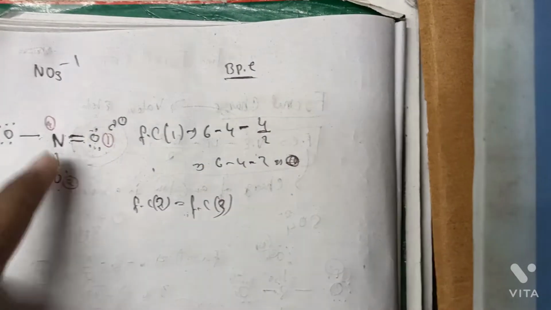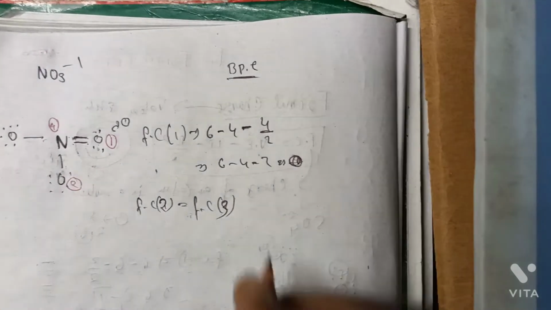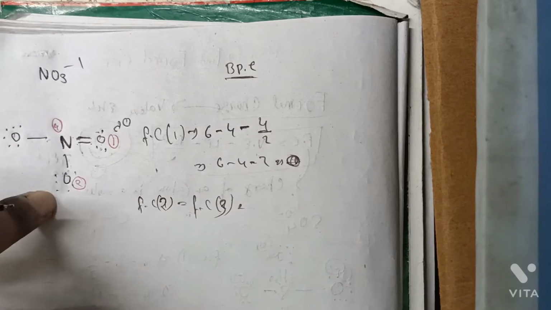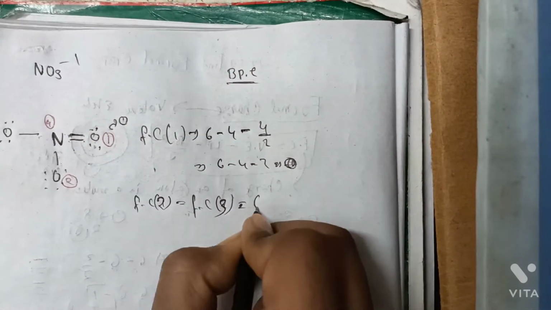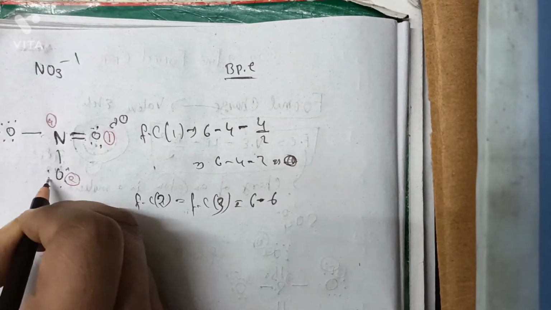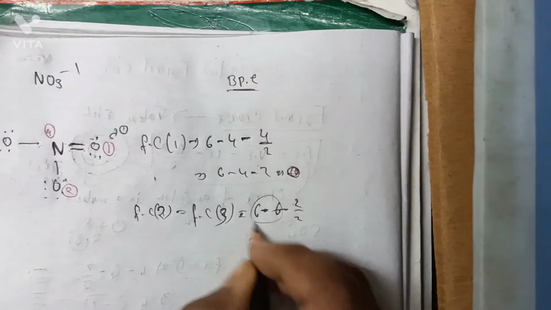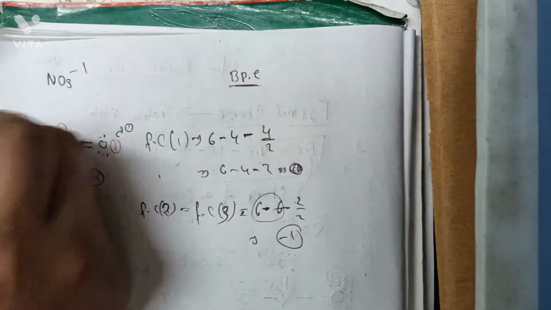For number 3, the formal charge is the same. As you can see, this single bond, same element, same atom and same lone pairs. That means for this atom, what will the formal charge be? The valence electron is 6, minus lone pair 6, 1, 2, 3, 4, 5, 6, minus bond pair 2 by 2, that is 6 minus 6 minus 1, so minus 1. For this minus 1, for this minus 1.